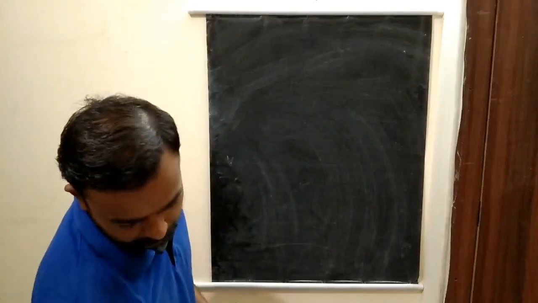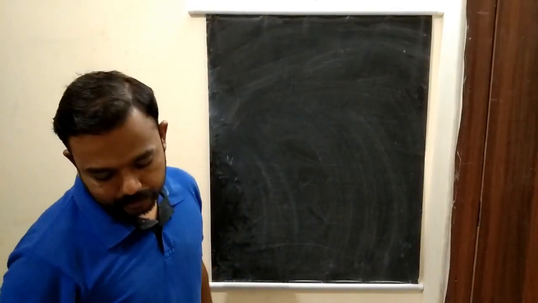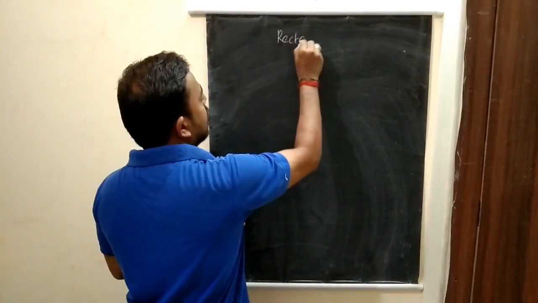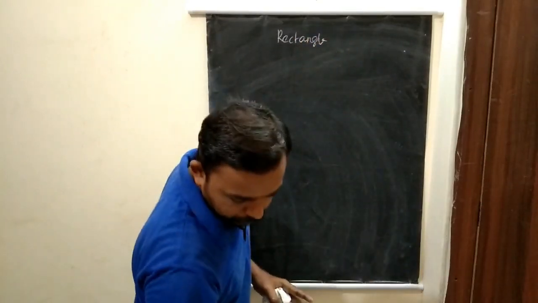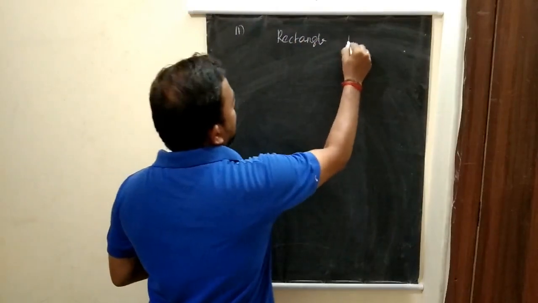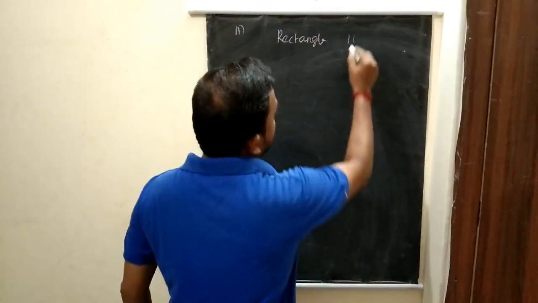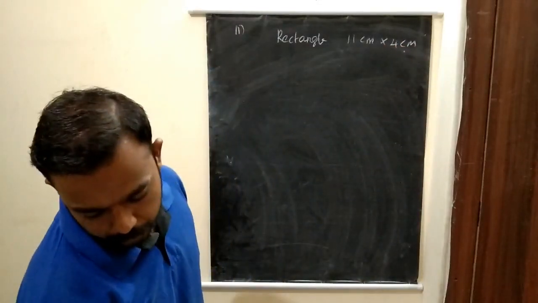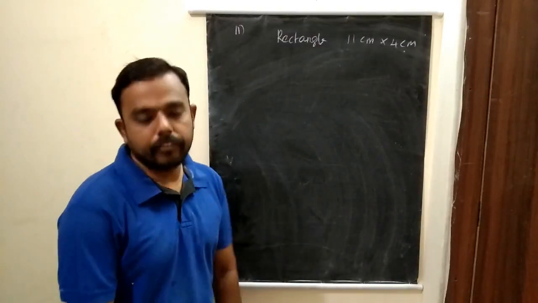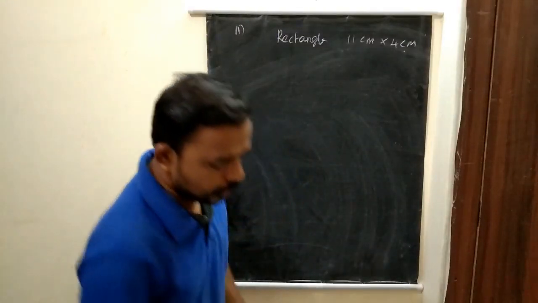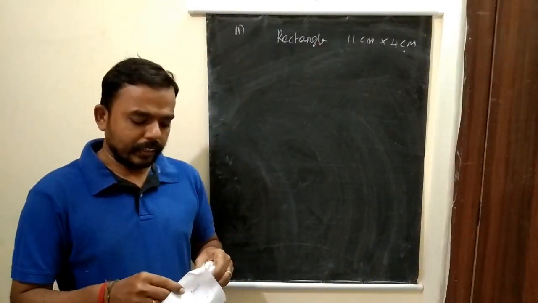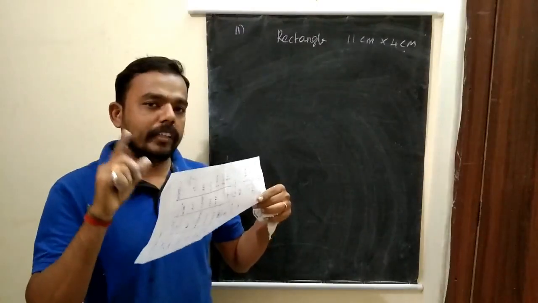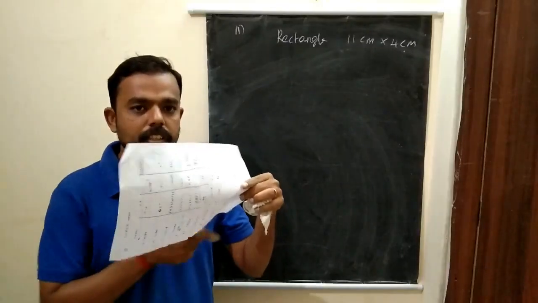Next problem. A rectangular piece of paper, 11 centimeter into 4 centimeter, is folded without overlapping to make a cylinder of height 4 centimeter. Without overlapping means without any extra, so directly edge to edge. So this is the paper, suppose dimension given 4 into 11. So this is 4, this is 11.